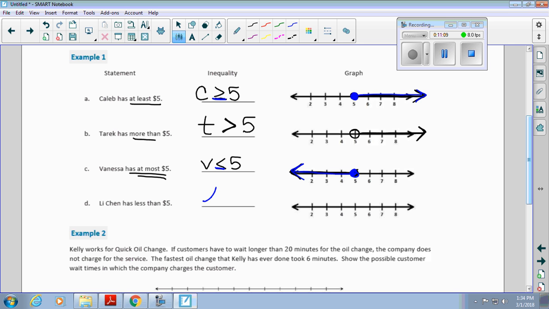Li Chen has less than $5. Again, less than is an open circle, and that would be going to the left. You'll notice that these arrows that I am highlighting in red go in the same direction as these inequalities on the number line. Less than goes to the left. Numbers that get bigger, greater, go to the right.